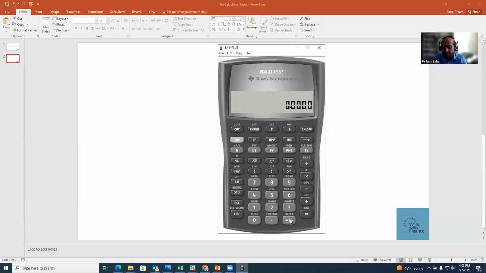This is for plus minus. Let's say you want to input 5 minus 5. That's it. You can reset. Now this has a really good implication.